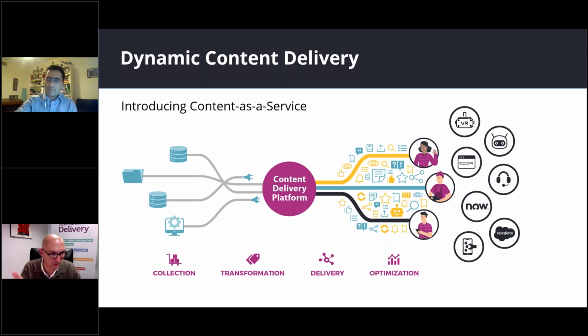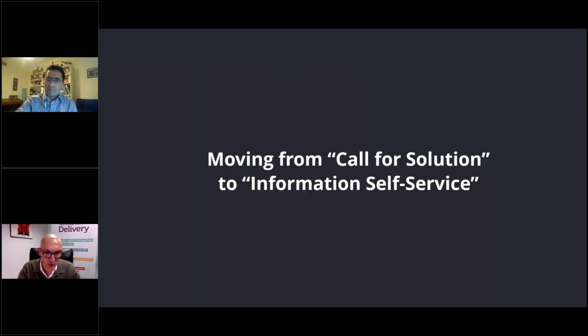So on the next slide, they say now we need to move from call for solution to information self-service, because if we find a platform, which is exactly what Free Topics provides, that offers amazing search capabilities, so that by typing even a few letters, people see the results for the questions they have to solve.